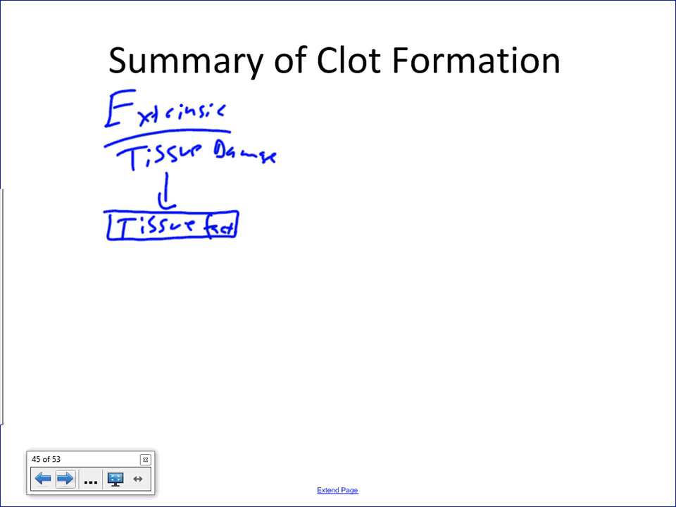What tissue factor is going to do is start activating certain clotting factors. The first one is going to be clotting factor 7. Once clotting factor 7 is activated, you would write it as Roman numeral 7 and then A for activated. Then that is going to activate clotting factor 10. Also mixed in here with this is calcium.